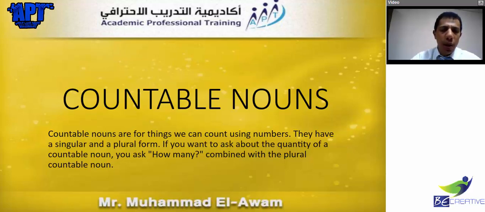What are countable nouns? Countable nouns are things that we can count using numbers, just like what we said at the beginning. Things that we can count. Give them numbers. They have a singular and a plural form. I can say, I have 1 pen, and I have 3 pens. I have a mobile phone, 1 mobile phone, but he has 2 mobile phones.